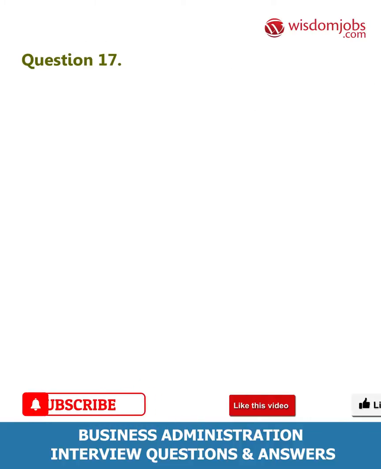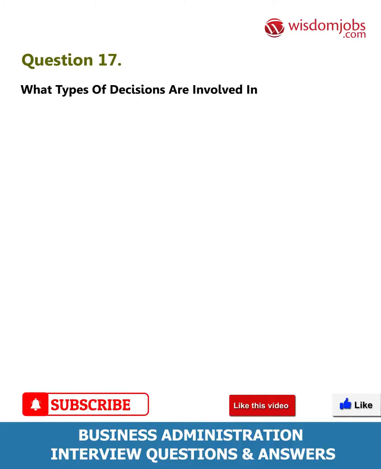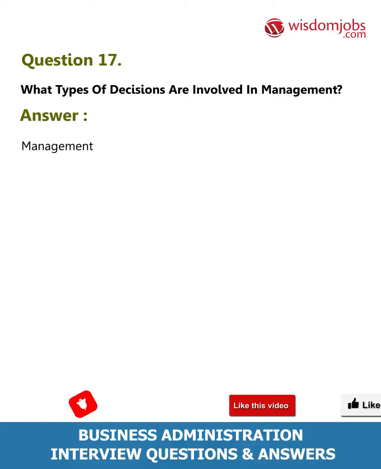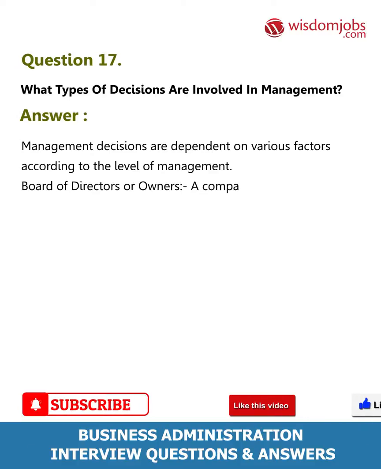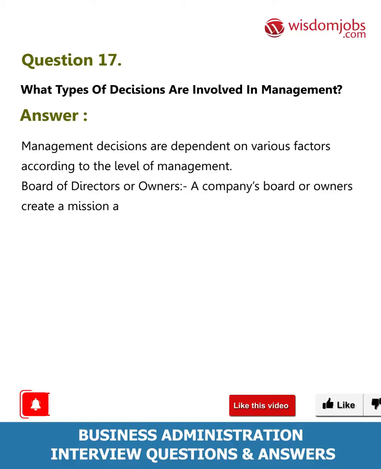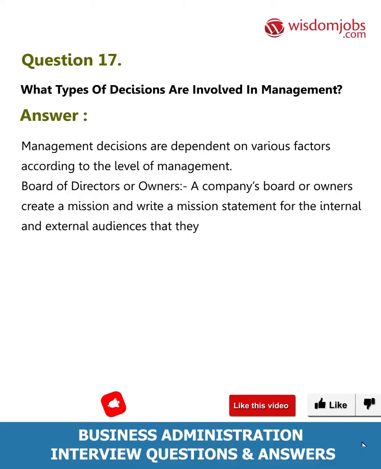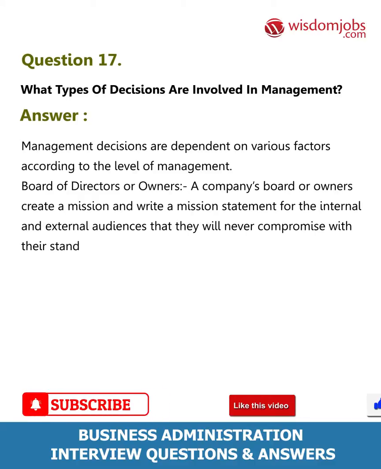Question 17. What types of decisions are involved in management? Answer. Management decisions are dependent on various factors according to the level of management, board of directors or owners. A company's board or owners create a mission and write a mission statement for the internal and external audiences that they will never compromise with their standards and values.